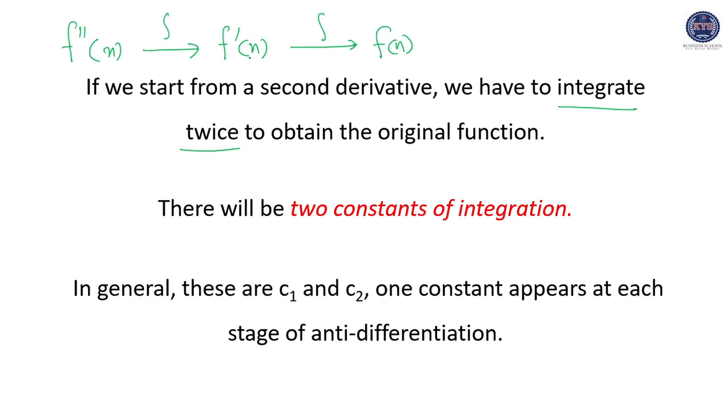Baru you boleh substitute the information given. But when you integrate twice, you akan dapat 2 constants of integration. There will be 2 constants of integration.